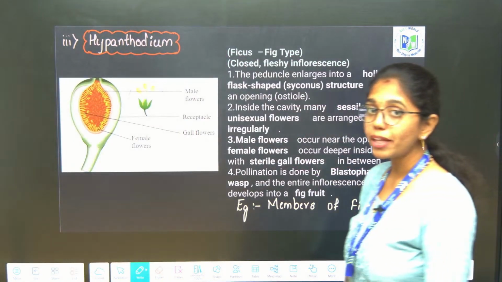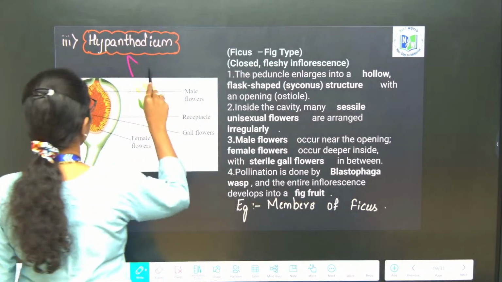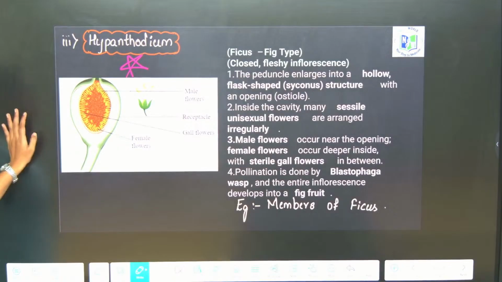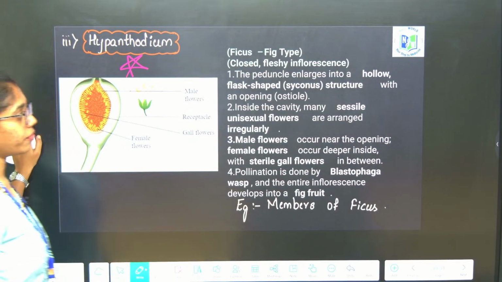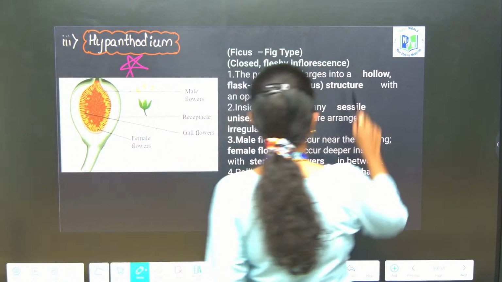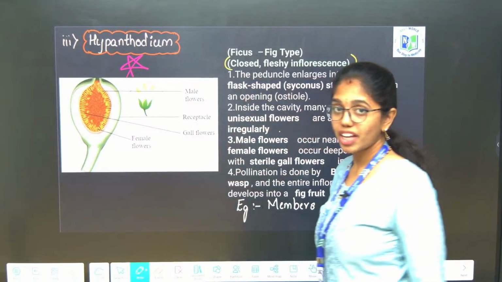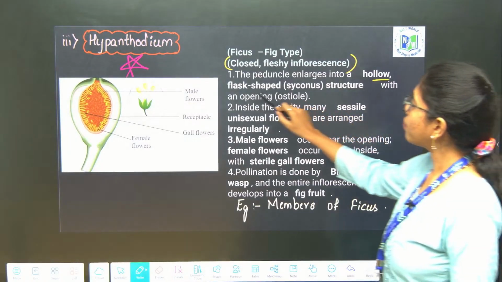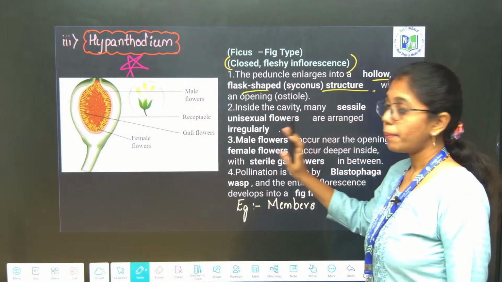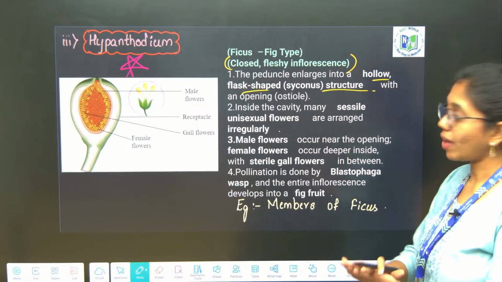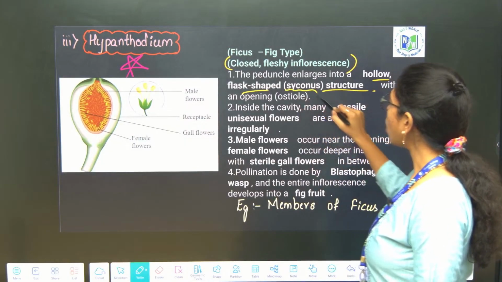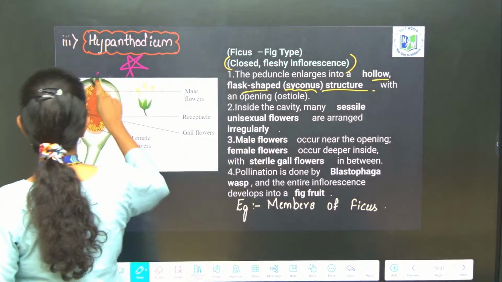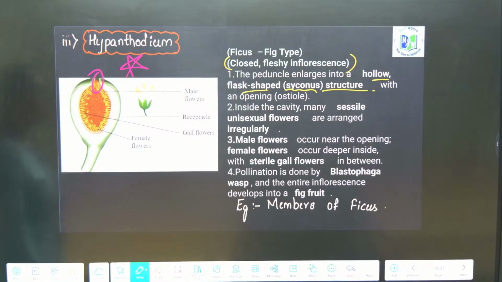Next is hypanthodium type, which is very important, ma. Quite a few times we got questions from this type of inflorescence, which is observed in Ficus, fig type of family. This is a closed fleshy inflorescence. The peduncle enlarges into a hollow flask shaped structure with a small opening. That opening is called what? Ostiole. The opening is called ostiole.